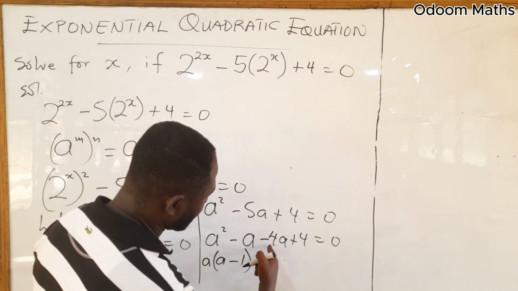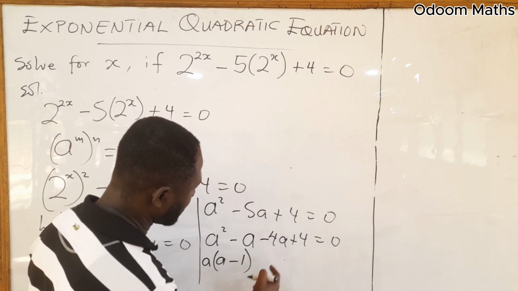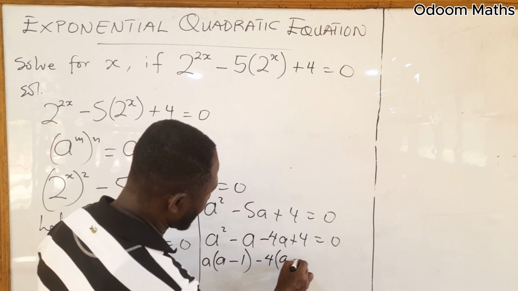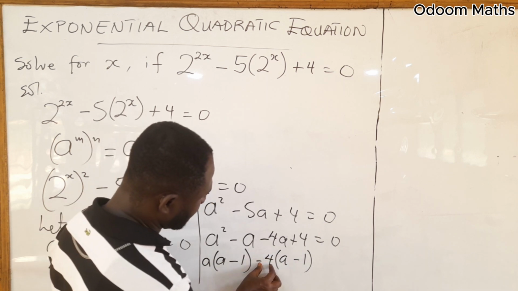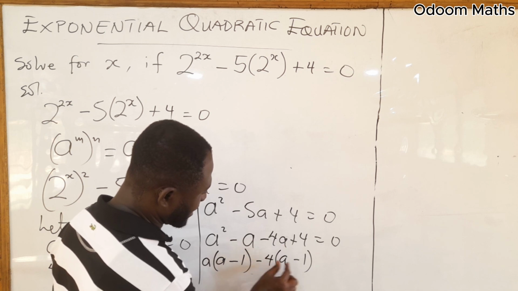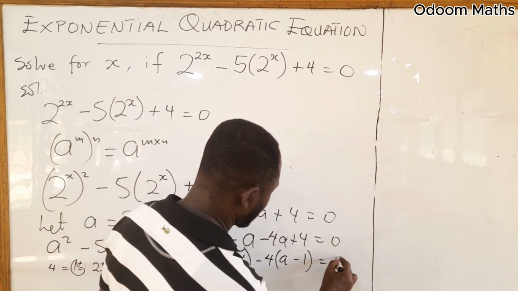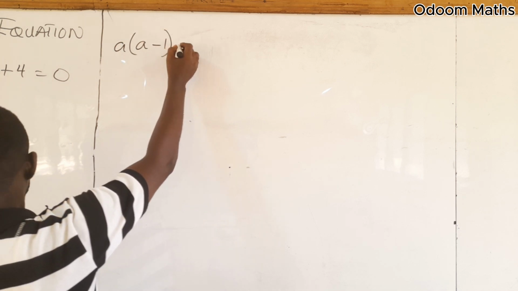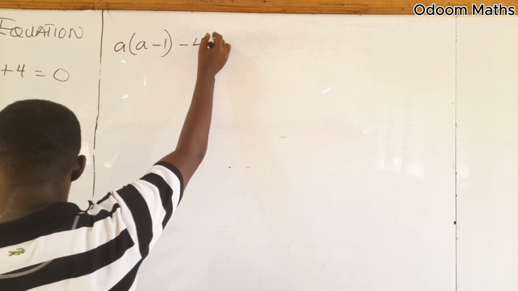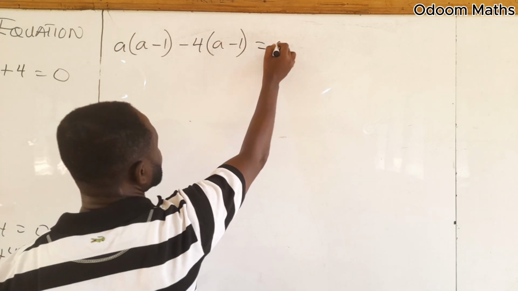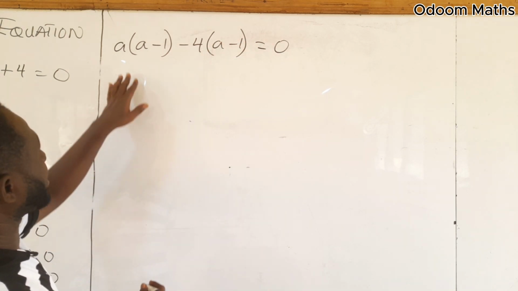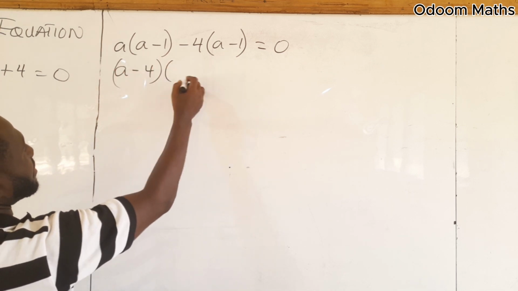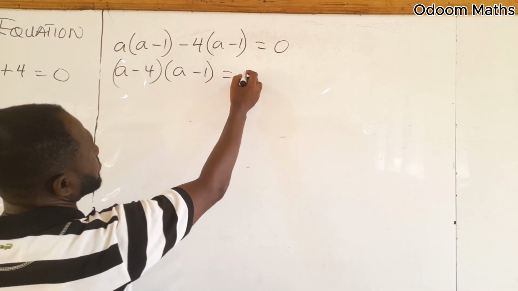Then here too, we have negative 4 and 4, but 1 is negative. So negative 4 should come out, then a minus 1. Negative 4 times a is negative 4a. Negative 4 times negative 1 becomes positive 4, equals 0. So I have a into brackets a minus 1 minus 4 into brackets a minus 1 equals 0. Those outside the brackets are a minus 4, and those inside the brackets are a minus 1, and that gives 0.